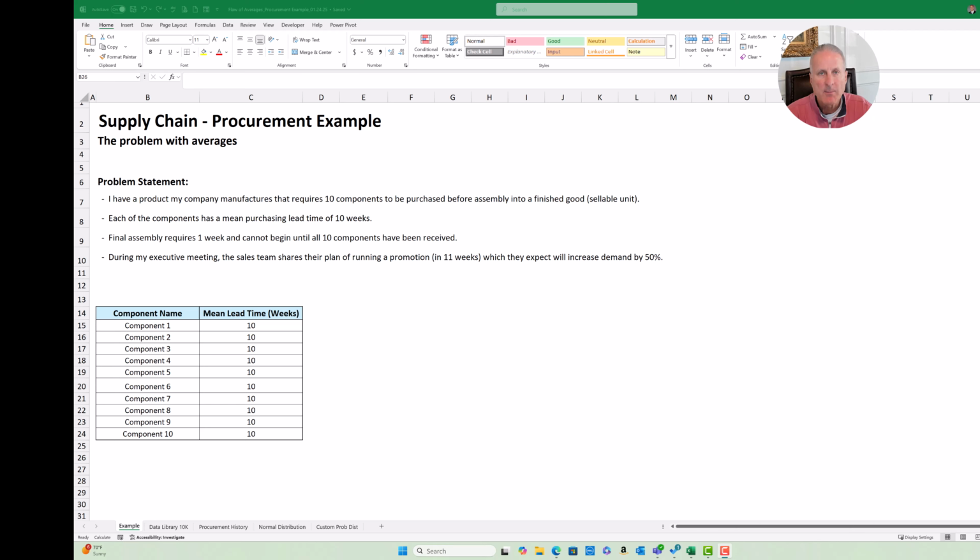Today, we're going to talk about using averages, and we're going to use a procurement example to demonstrate what we're talking about. So why don't we jump right in here to this example?